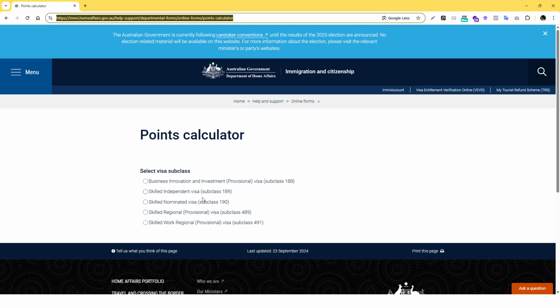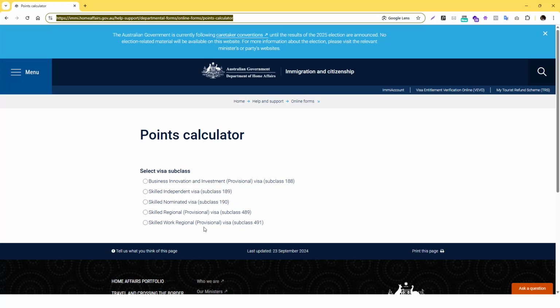190 is kind of similar, but the only difference is there's a specific place where you need to live because it's a state nominee. So if Victoria nominates you to come over there, although this is a PR subclass, you need to stay there at least 3 years, I think. And subclass 489 is more of a temporary visa. So it's not permanent PR compared to 190 and 189.